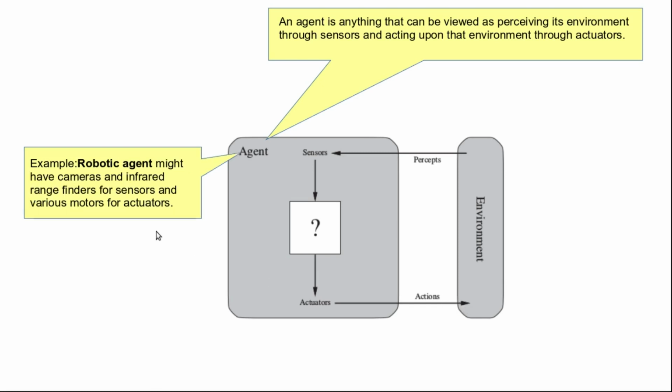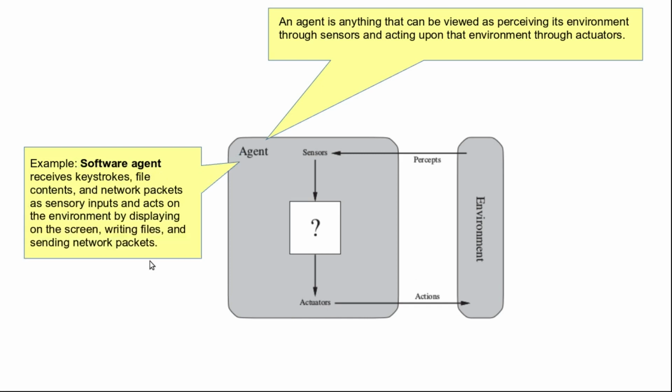Then it can be a robotic agent. In the case of a robotic agent, some of the sensors that it may have are a camera to perceive the environment, infrared rangefinders to sense the distance from another object, and some other sensors like temperature sensors or humidity sensors. The robotic agent can then act upon the environment by actuating some motors.